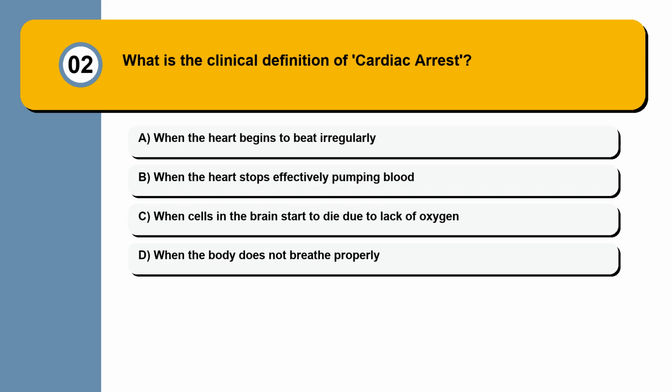Question 2. What is the clinical definition of cardiac arrest? When the heart begins to beat irregularly. When the heart stops effectively pumping blood. When cells in the brain start to die due to lack of oxygen. When the body does not breathe properly.